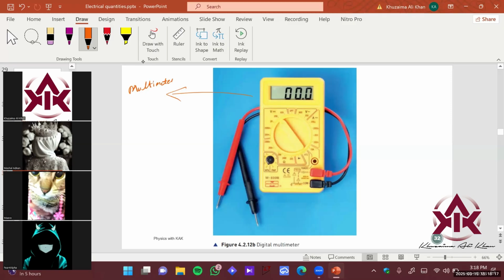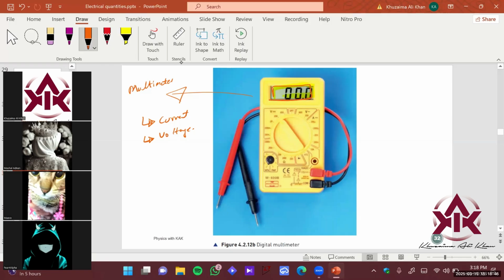And what does a multimeter do? Multi means obviously it can perform more than one operation. With this you can measure current, you can measure voltage also, and so on and so forth. So it can do multiple tasks here. And since it is digital, it shows the answers in digits. It has a digital display, which is this.